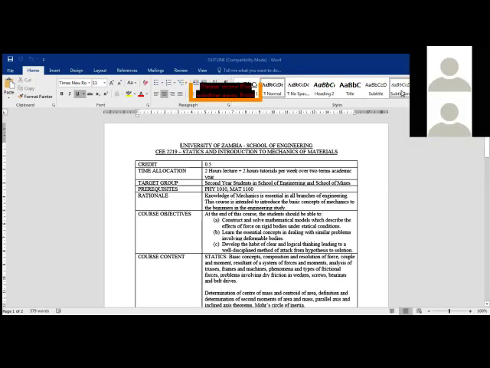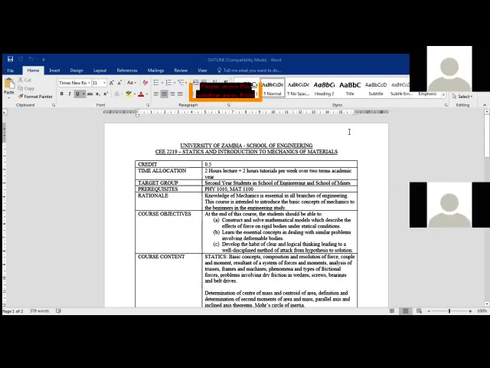Then, of course, the targeted group is second year students from School of Mines and School of Engineering. Then the prerequisite: all of you need to have the basics, the tools, that are coming from Physics 1010 and Mathematics 1100. As earlier alluded, I will take you through the first part of C2219. Then the second component, you'll be taught by one lecturer by the name of Mr. Lungu.